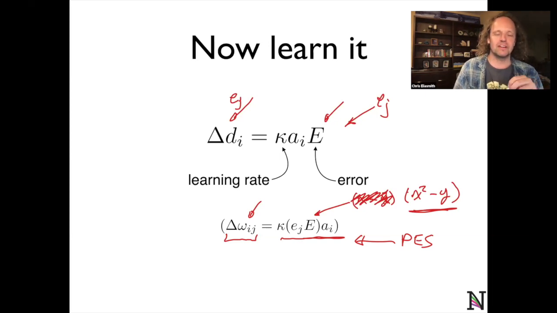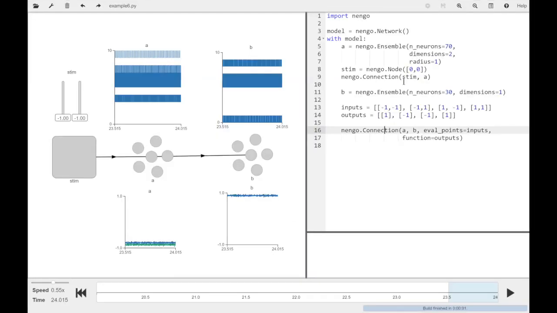At this point, I think I'll turn it back over to you, Terry, and you can step through those 3 different examples in Nengo. All right. So the first thing that we wanted to show was this multiplication example.